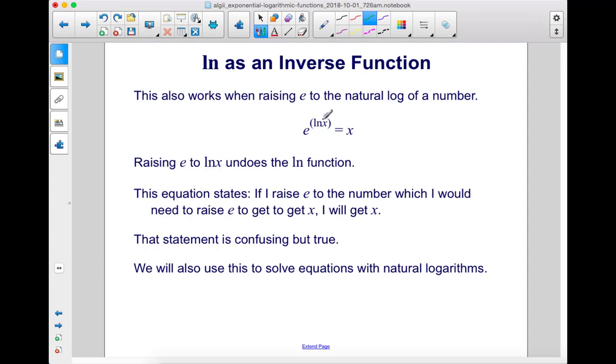Raising e to the natural log of x undoes the natural log function. This equation states, if I raise e to the number which I would need to raise e to get x, I will get x. That statement is confusing but true. We will also use this to solve equations with natural logarithms. So e and the natural log will cancel out, giving us x.